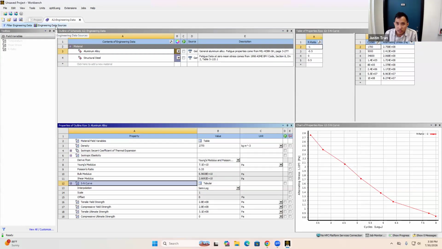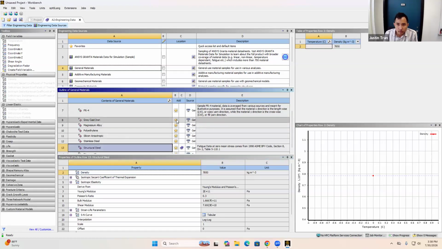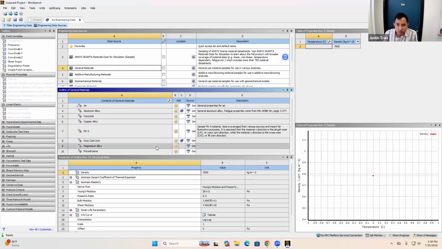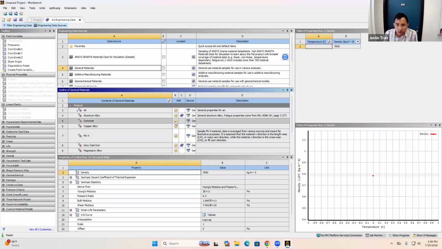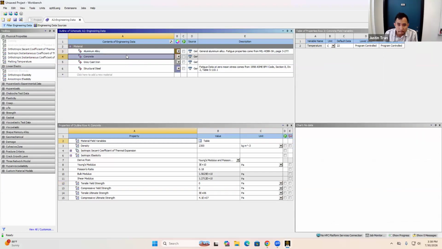If you want to do a fatigue analysis and your material is part of this library, let's check a few others and see if they all have an SN curve. So let's look at cast iron and let's look at concrete. Concrete is a very common material that you want to test for fatigue because a lot of bridges and such are made of concrete. Unfortunately, it looks like concrete does not have the fatigue data. Concrete is usually a very prime candidate for fatigue analysis.